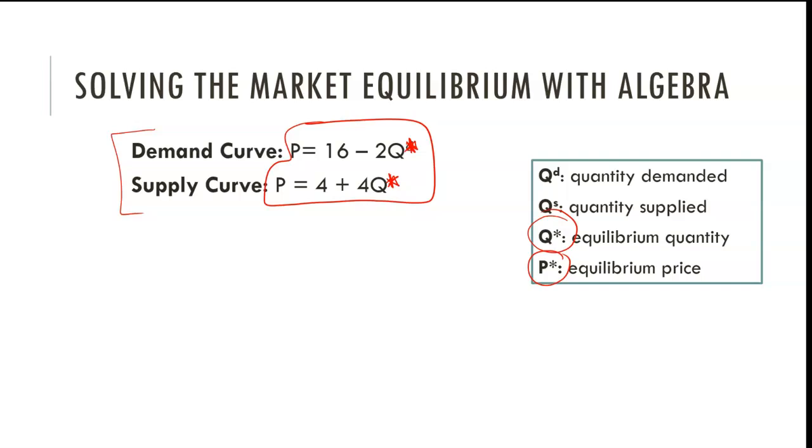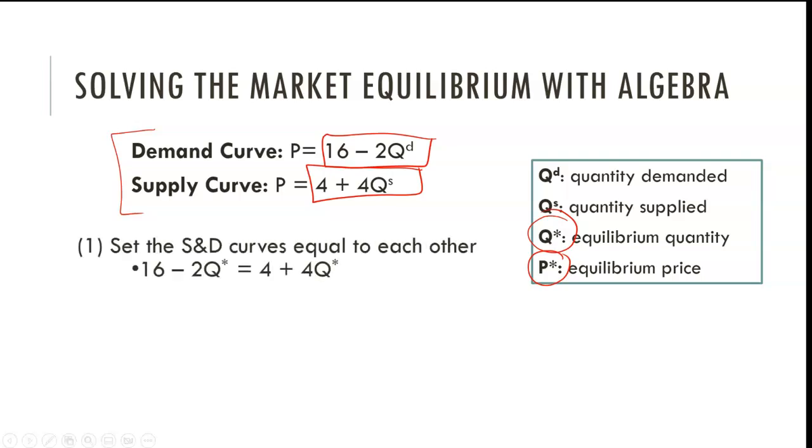So what we're going to do is take the right-hand side of each equation and set it equal to each other. So 16 minus 2Q is equal to 4 plus 4Q. And we're going to put Q star here instead of QD or QS, because at this one point, they're the same number. Then we want to solve for this.